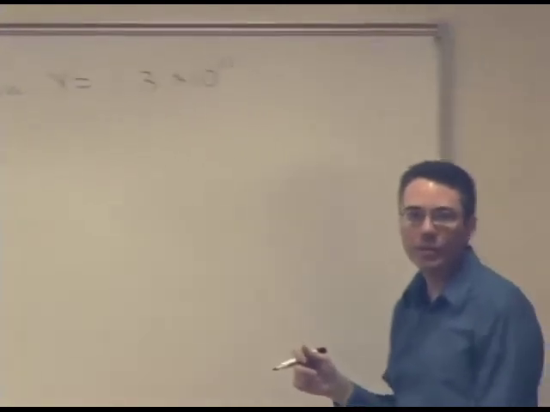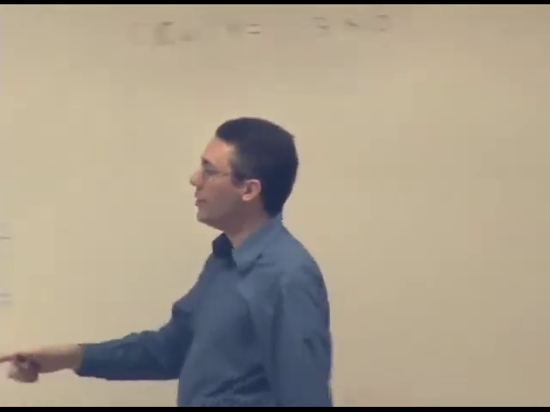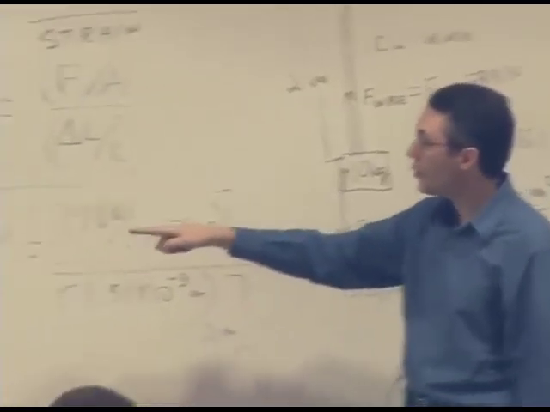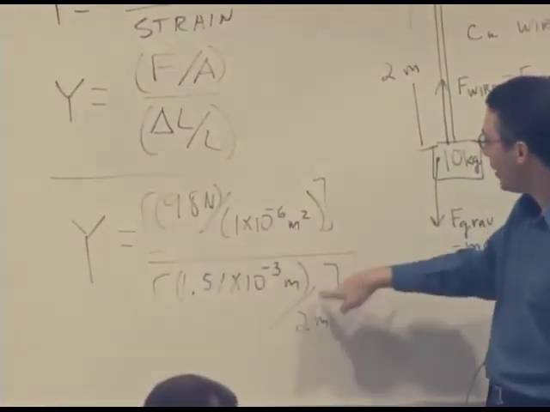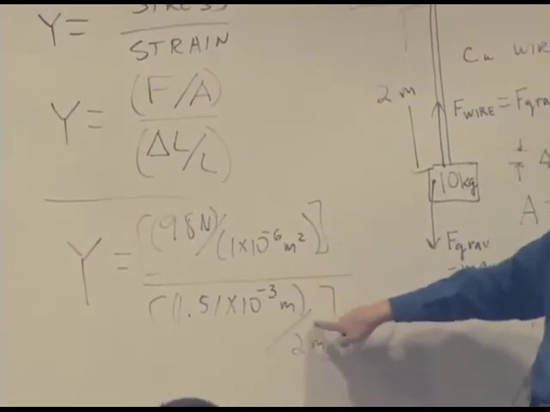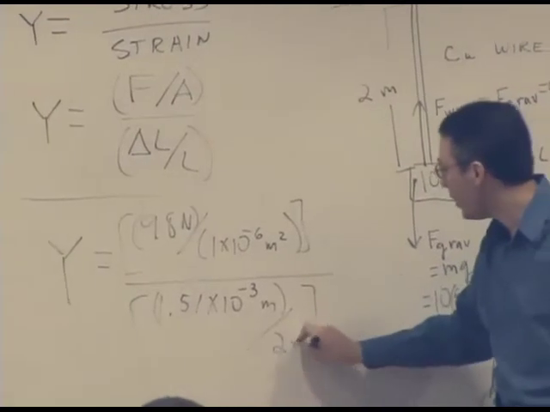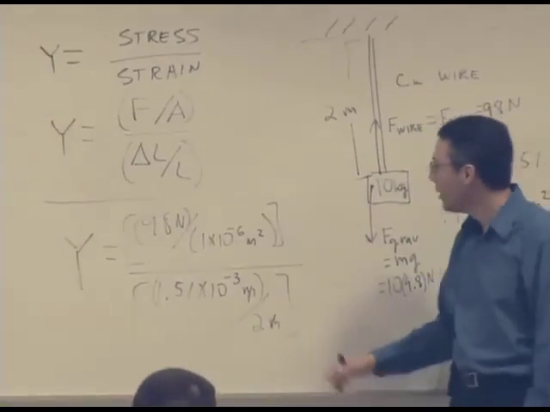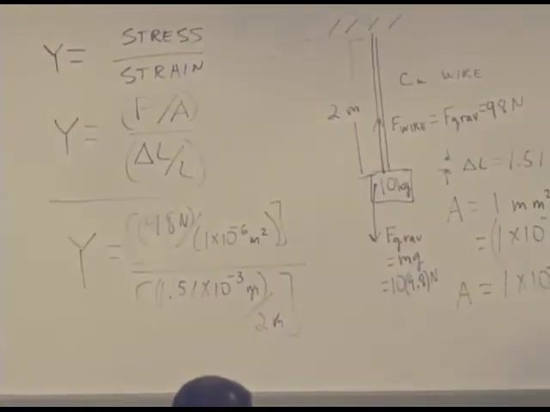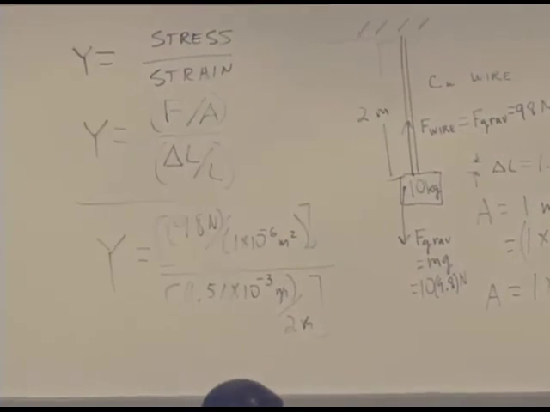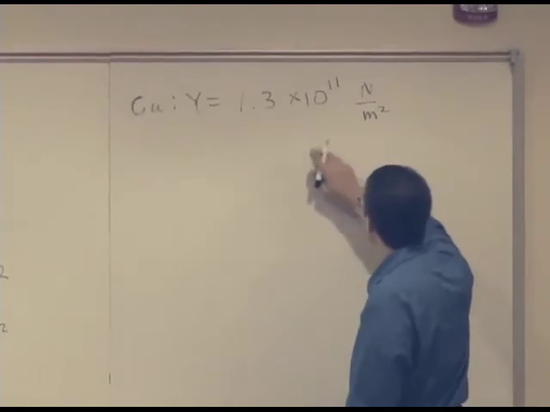What are the units? What are the units of strain? Strain is delta L over L. You have change in length over length. So what happens to the units? They cancel out, right? Strain is a unitless quantity. It's just a pure number, a fraction. So all we're left with is units of newtons per meter squared. Okay, so 1.38 times 10 to the 11th newtons per meter squared.